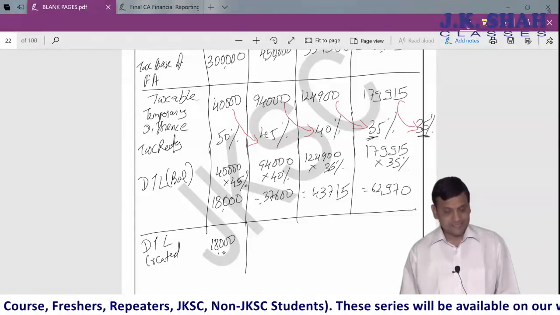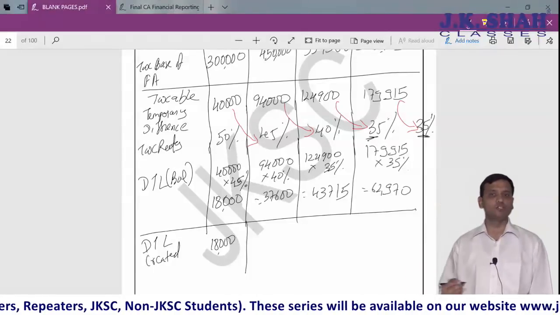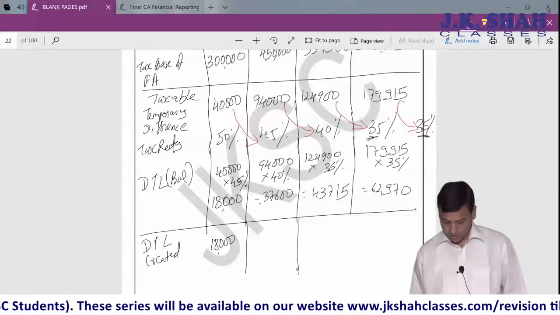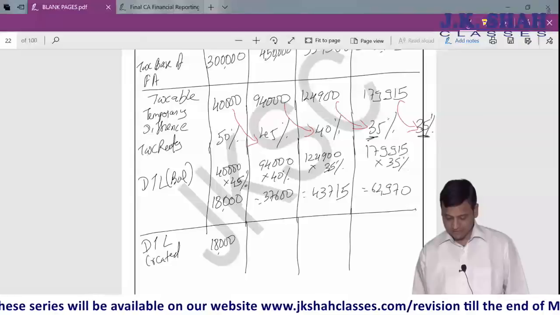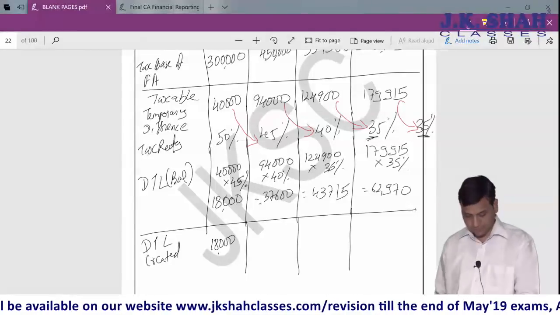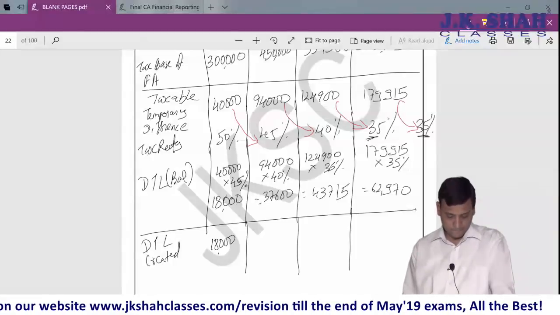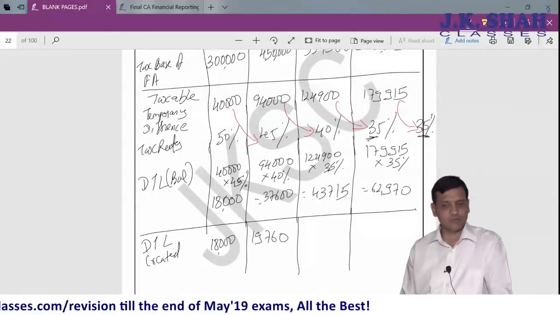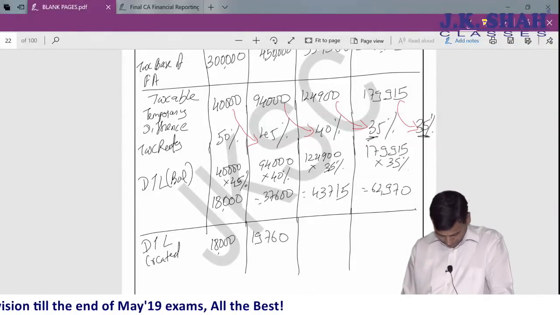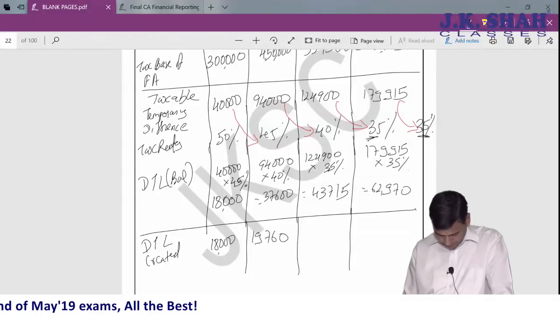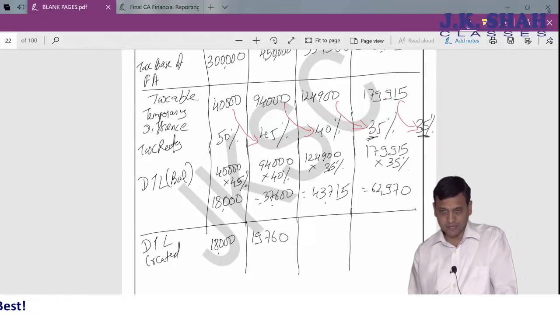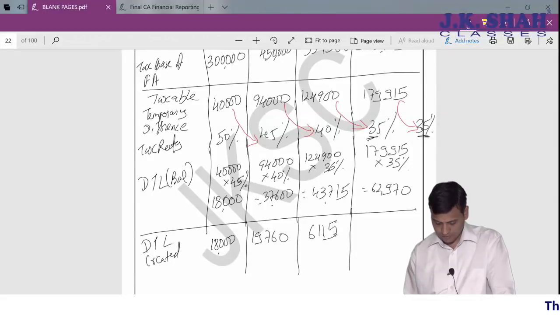Now the balance is 18,000. I need balance to be 37,600. What should I do? Create DTL. How much? 37,600 minus 18,000. 19,600. So in all these years DTL is getting created only. There is no reversal which is happening. 43,715 minus 37,600. Pardon? 6,115. 19,255.